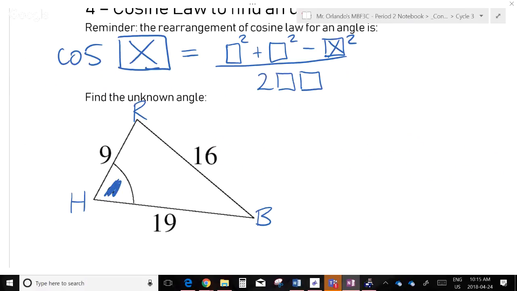And we can only use sine law if we get one good fraction. So this is the most common case where we use cosine law, where you know all 3 sides and you want to find an angle. Does that make sense? This actually comes up a lot, especially in building, in surveying, in construction.